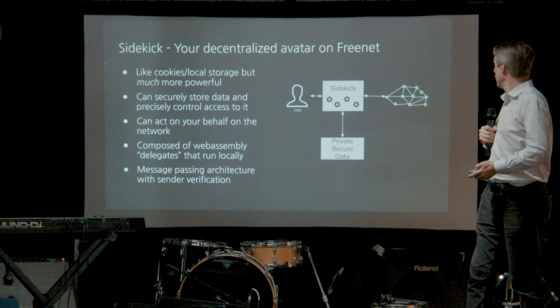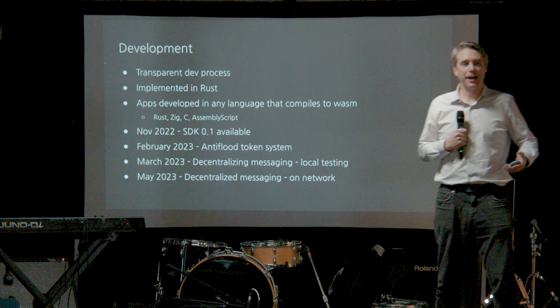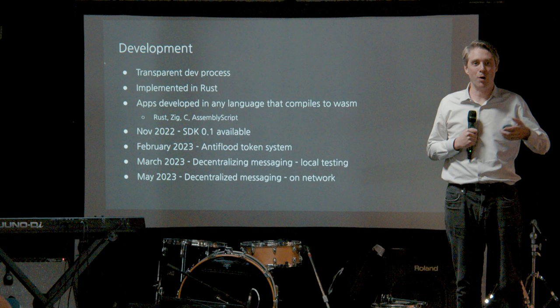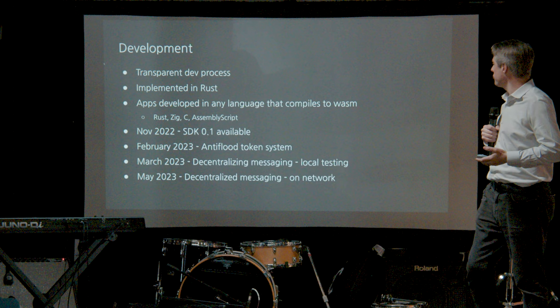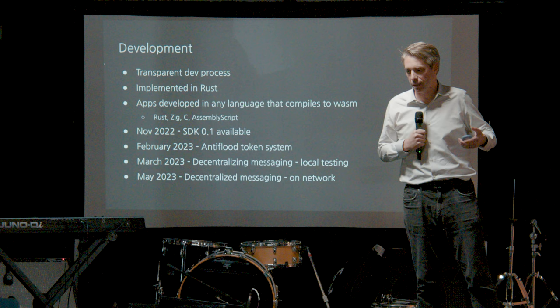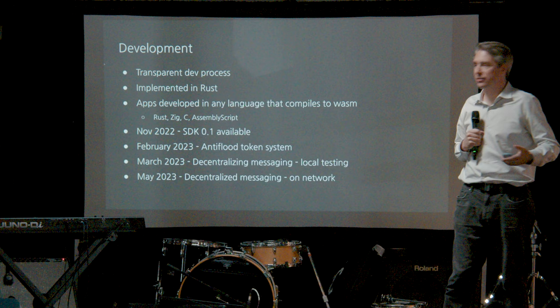Okay, so in terms of where we are in development, we have a transparent development process. Our project management software is wired up to our website. You can go to freenet.org and see our milestones there, and they update in real time. Implemented in Rust, as I mentioned. Because the contracts and the delegates are implemented in WebAssembly, you can write those in Rust, Zig, C, AssemblyScript, or any other language that compiles to WebAssembly.